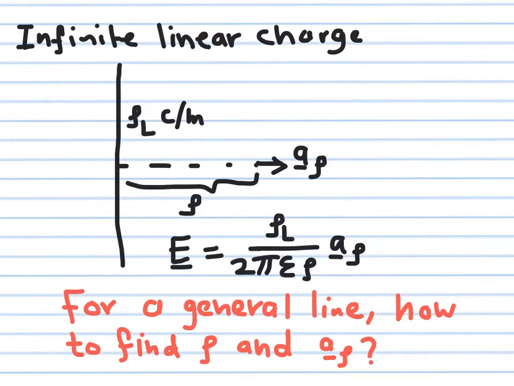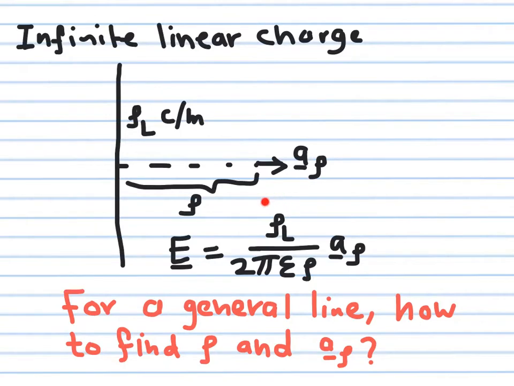Then at any point in space, in order to calculate the electric field, we have to find the normal distance to this linear charge. We call this one rho, and we find the unit vector pointing outward, which is going to be a rho. So the electric field is simply given by E equals rho L divided by 2 pi epsilon naught rho, a rho. So in order to calculate this expression, I need three things.